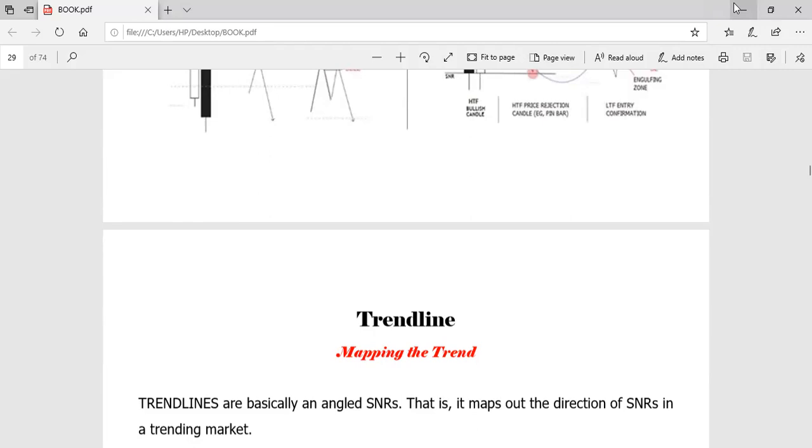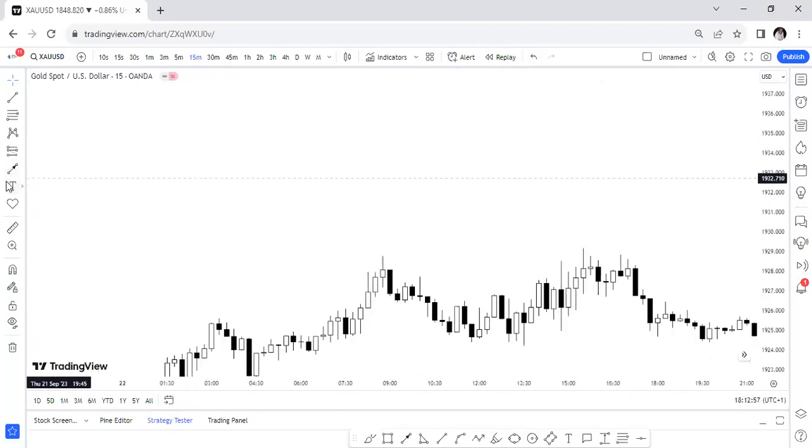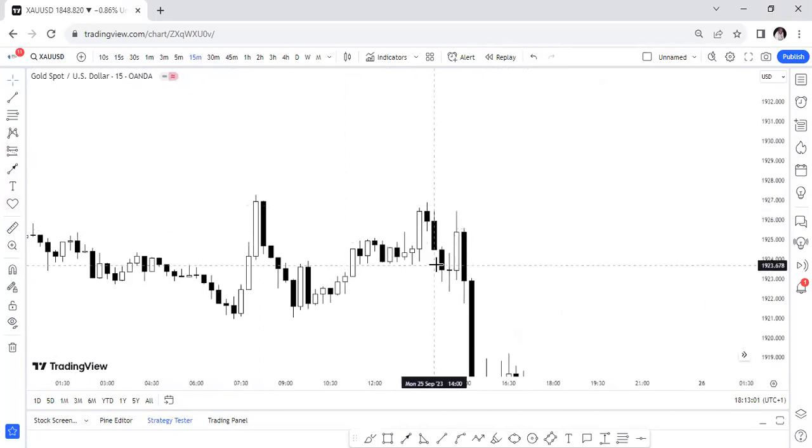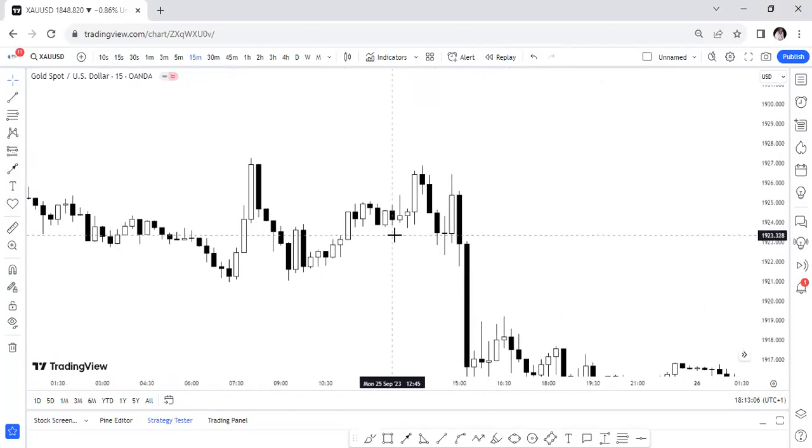Confluence. So we talk about this confluence: SNR and SNR and SNR. So you see that SNR here. Can you see it? And an engulfing. Inside that refined edition, we got an SNR, right there. So this is what we mean.